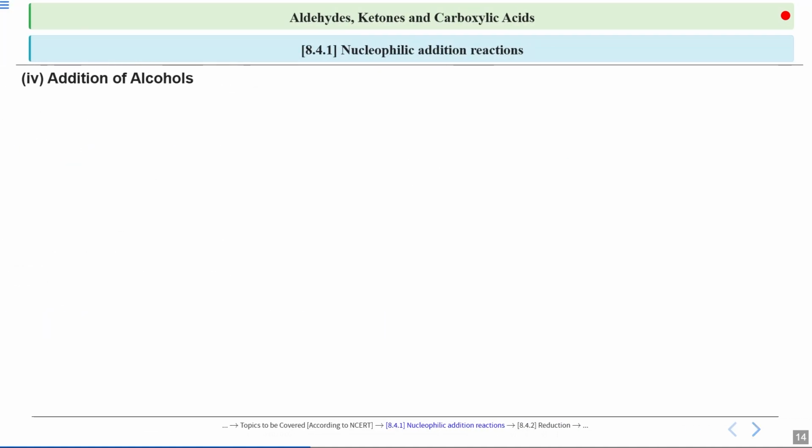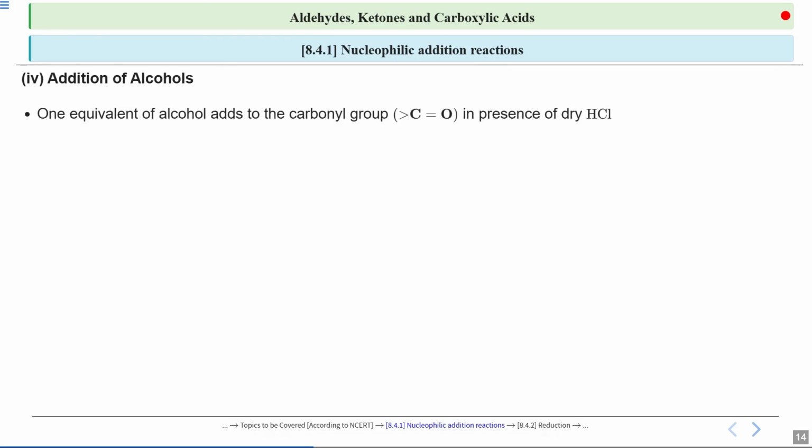And MgOHX. So now we are going to study the addition of alcohols. Alcohol adds to the carbonyl group of aldehydes and ketones, and for this they need dry HCl as a catalyst.